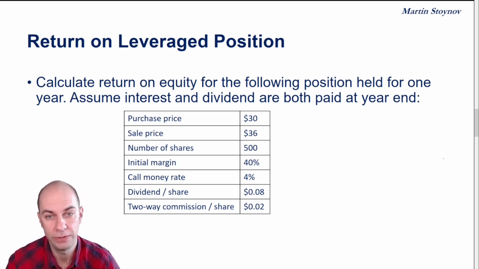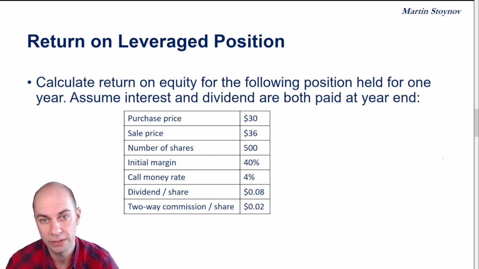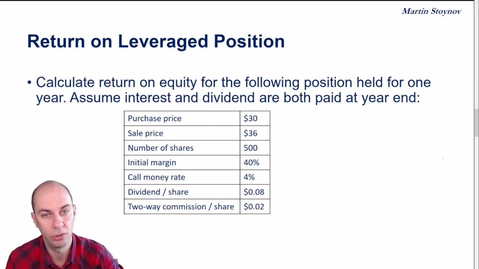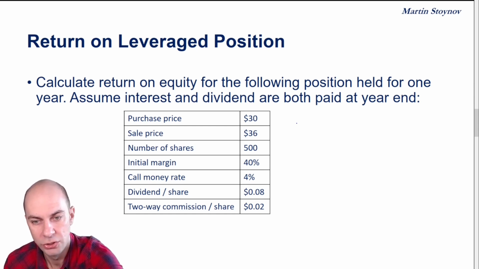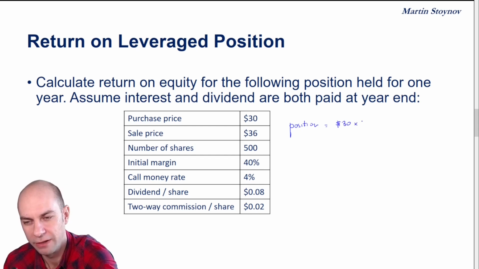Of course, if you feel brave enough, pause the video and give it a quick try yourselves before revealing the solutions. So the position will be $30 times 500 shares, and that, of course, is $15,000. From that $15,000, we're going to have equity, which is 40% of $15,000.